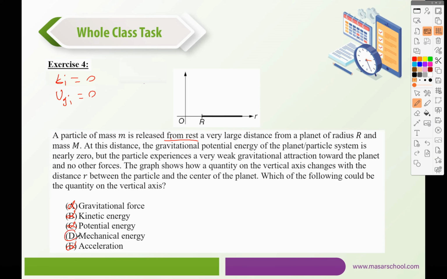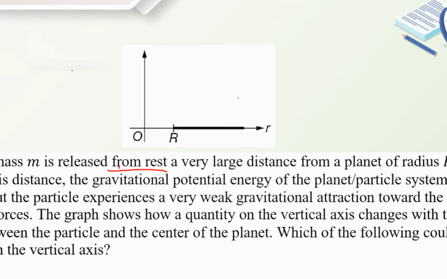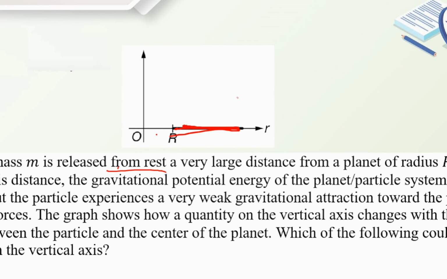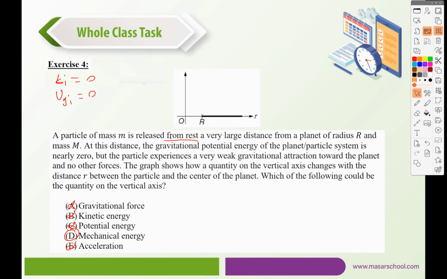So this is the correct answer, especially that our initial conditions are given by 0 kinetic energy and almost 0 gravitational potential energy. For this reason, the mechanical energy will be represented by a horizontal line.